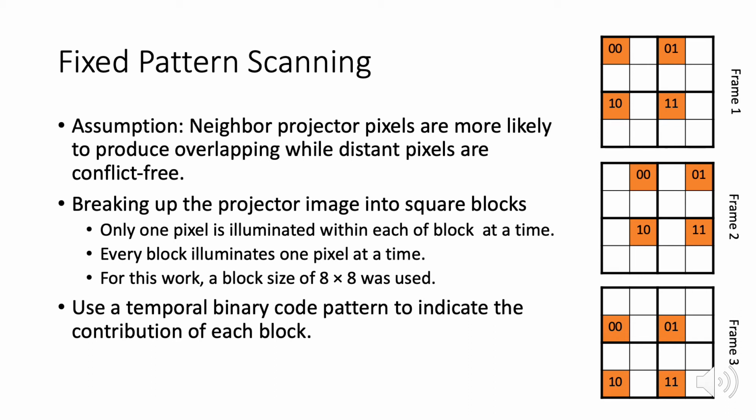Take a look at the right illustration. It shows which pixels should be lit at every time, and which pattern they should produce. For example, in the second frame, the pixel on the top right corner of the second block should be lit up, and it's supposed to produce the temporal pattern 01.